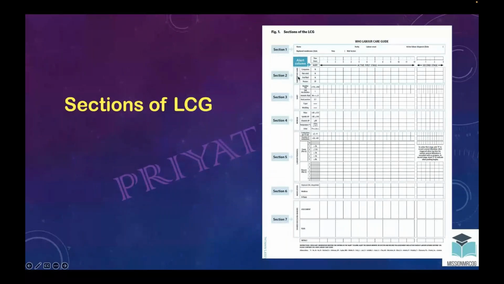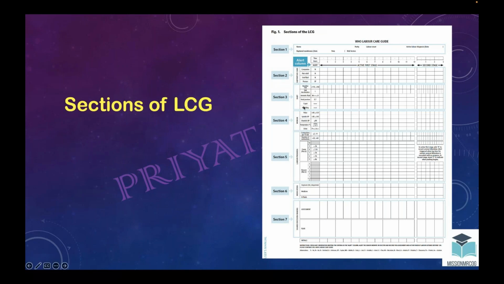Section 3 is baby. Speak about all these findings and just ask whether she wants to know more. But in the exam, he asked about caput and molding. So you can say caput is swelling on the baby's head that happens when the baby is in the same position for a long time, and we grade it +1, +2, +3.